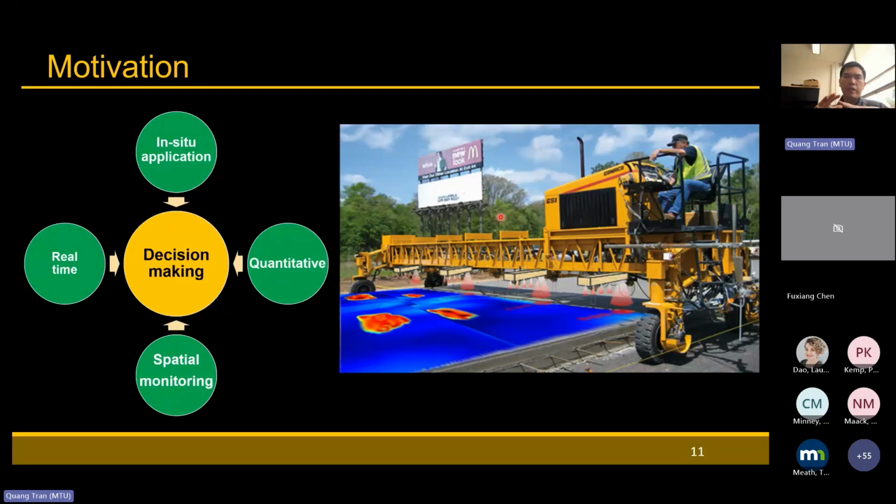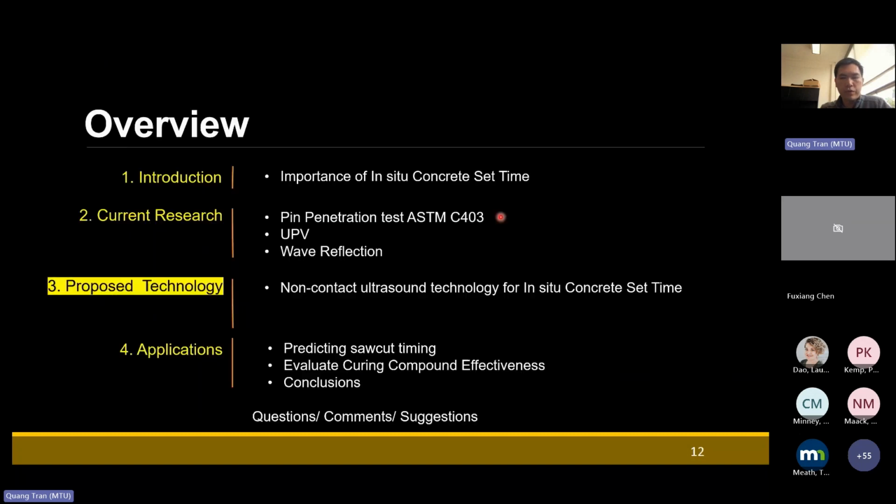And then eventually we can have the map of the whole set time of the pavements, maybe over miles, not just limiting ourselves to specific locations. So that is the motivation for us to create new technologies. It's called non-contact technologies, which I'm going to introduce, covering the principles and some results that we collected in the lab and also in the field.